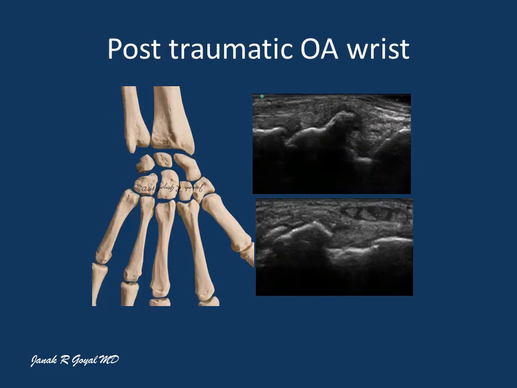This is a 69-year-old man with painful bony swelling of the wrist and a past medical history of significant trauma. The sonogram shows a large projecting osteophyte from the lunate, consistent with post-traumatic osteoarthritis.